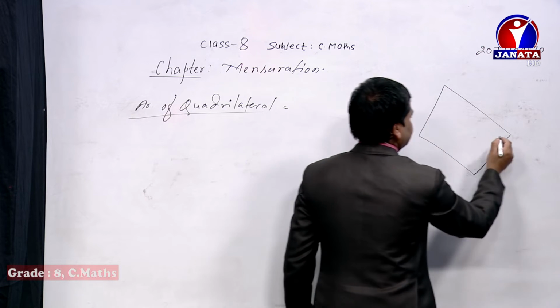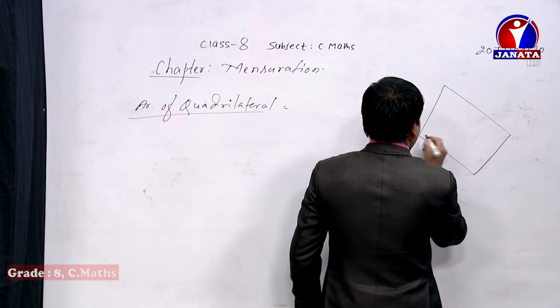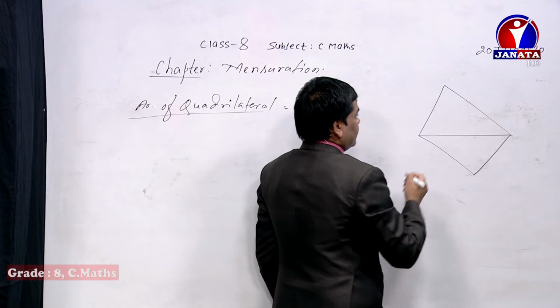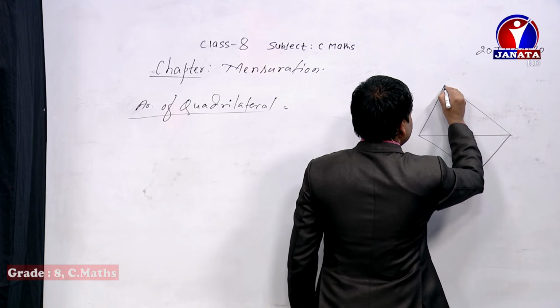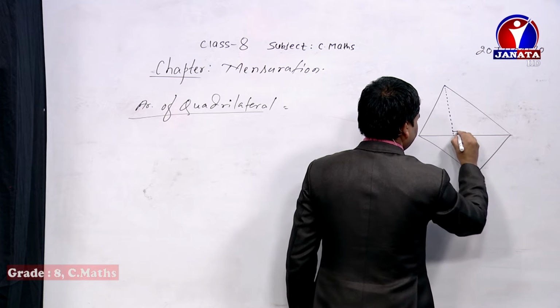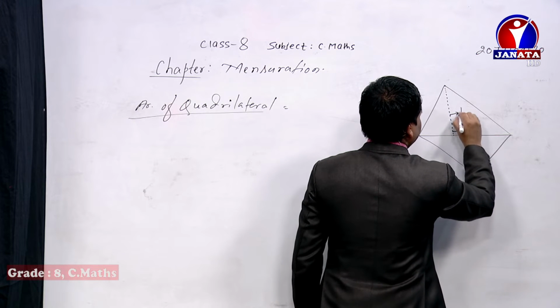Okay, this is a quadrilateral. Now I am going to join a diagonal, and then after I am going to draw a perpendicular line to the diagonal. Okay, let's keep perpendicular line first.